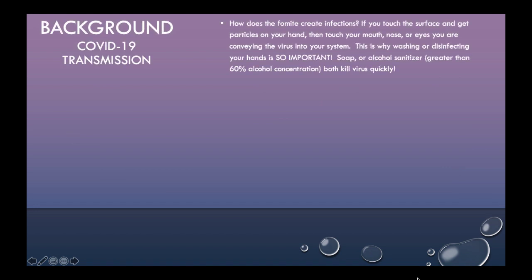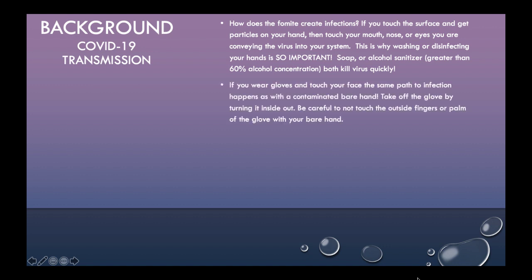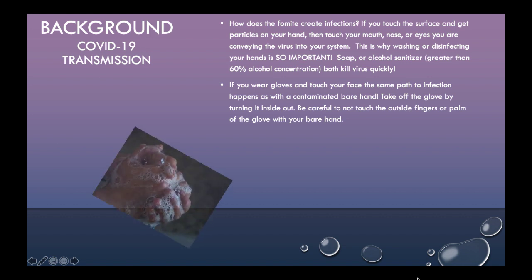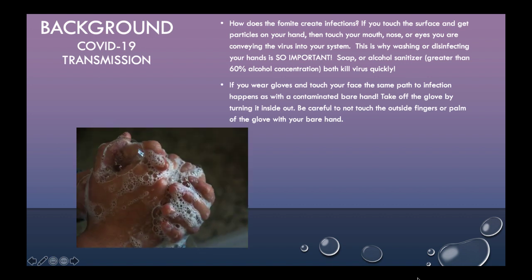How does the fomite create infection? If you touch the surface and get particles on your hand, then touch your mouth or nose or eyes, you're conveying the virus into your system. This is why washing or disinfecting your hands is so important. Soap or alcohol sanitizer, alcohol with a concentration greater than 60%, both kill the virus quickly.